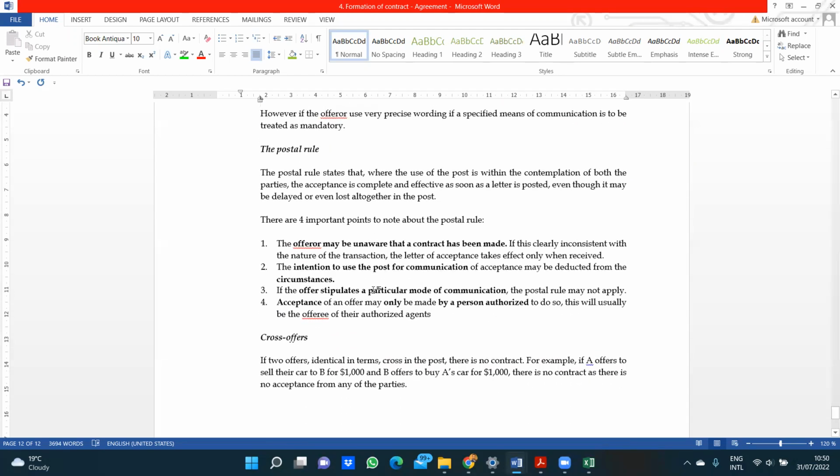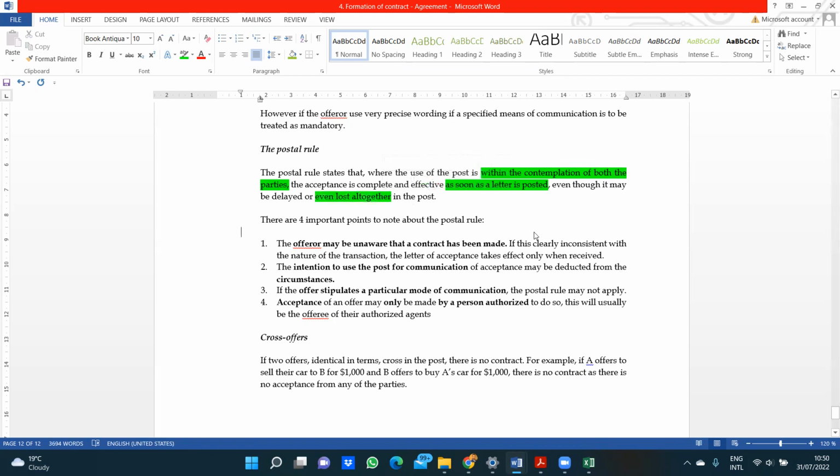The postal rule. The postal rule states that where the use of post is within the contemplation of both parties, and both parties must have access to the post, the acceptance is complete and effective as soon as the letter is posted. Not received, but posted. Even though it may be delayed or even lost altogether by the post.